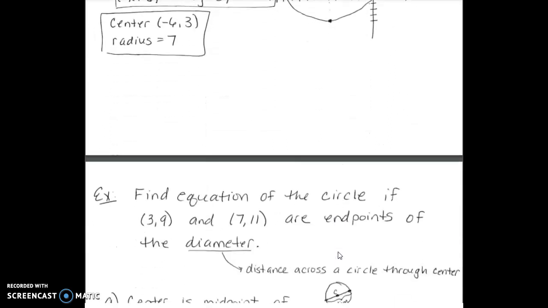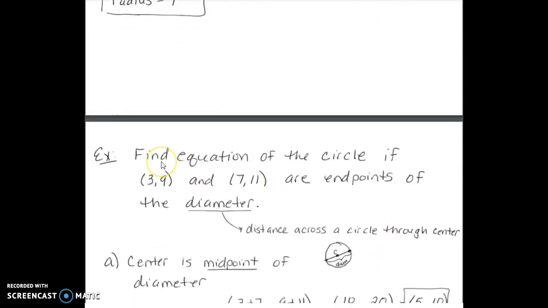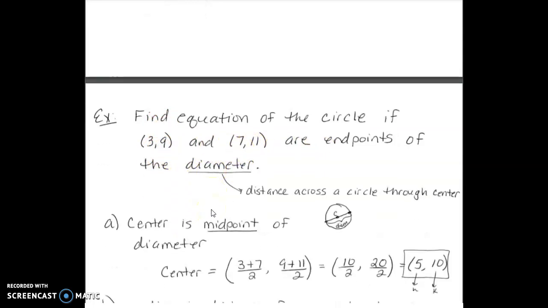Our last example is going back to utilize the distance and midpoint formula along with our standard form for our circle. So we were asked to find the equation of a circle if 3, 9 and 7, 11 are endpoints of the diameter. When they give you endpoints of the diameter, that means the distance across a circle through the center. So it's all the way across where it hits the center. So the center point is the C and the diameter is the distance all the way across. So we're given these two endpoints.